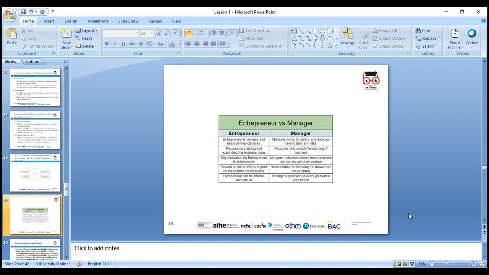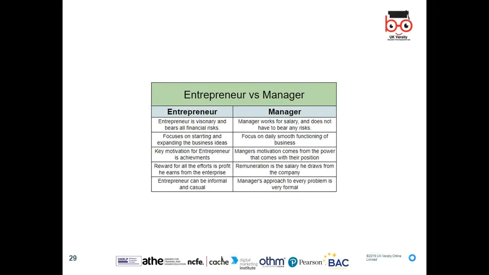Okay, anybody any question up to now? So next, now my slide, entrepreneurial versus managers. So anybody, what thought? Entrepreneurial.